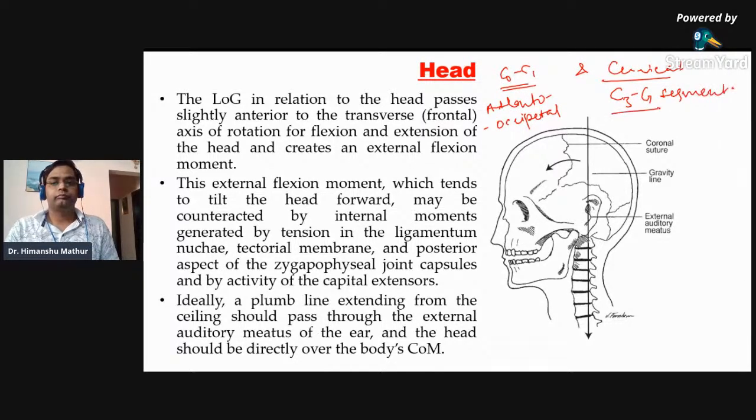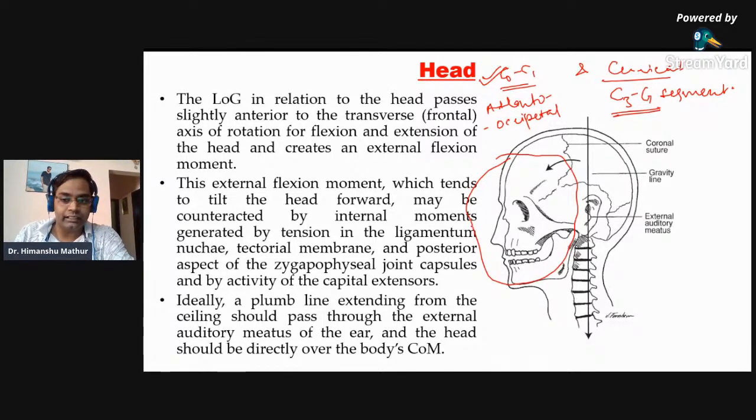In both cases, first of all, I'll talk about the C0, C1 segment, that is the atlanto-occipital. For the atlanto-occipital, we always have a very heavy head which is placed anteriorly. So anyway, there cannot be a central placement of the center of mass or center of gravity. The center of gravity will always go anterior because of the heavy weight of the face, or the heavy weight of the head, you can say, which is concentrated anteriorly.